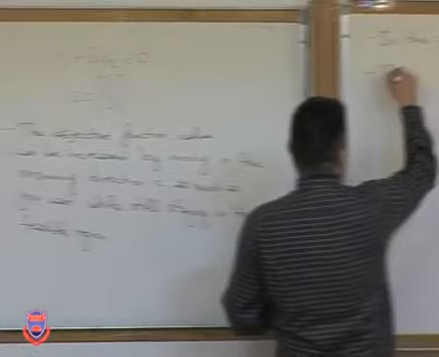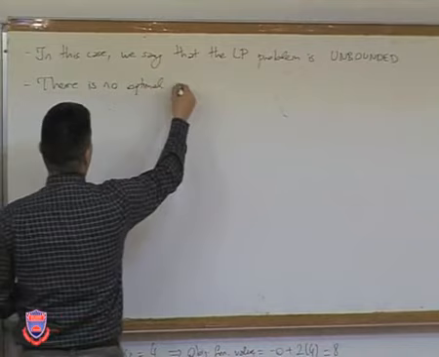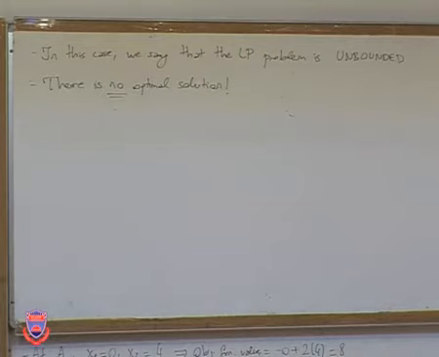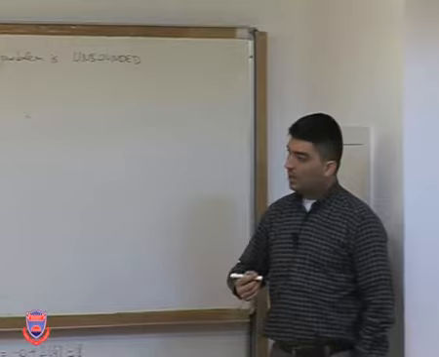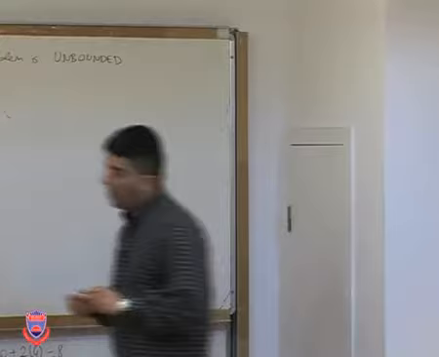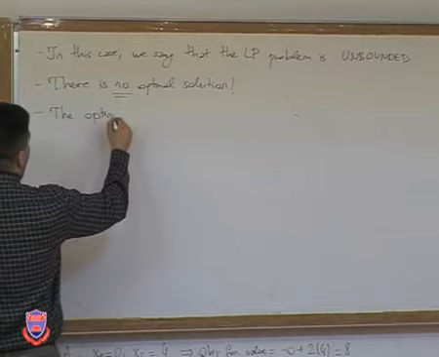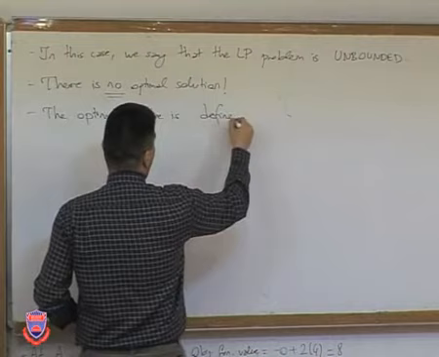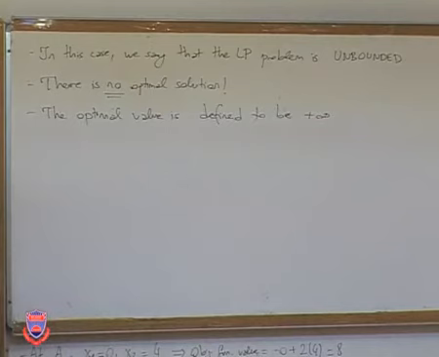So in such a case, as I said, there is no optimal solution. Why is there no optimal solution? Well, I told you earlier, if you tell me that a particular feasible solution is optimal, I can always find a better solution than that. So I get a contradiction. If you tell me that, for example, 50 is an optimal solution, I can always find, for example, 60, which is a better solution than 50. So there's no optimal solution. What about the optimal value? In such a case, we define it to be plus infinity.